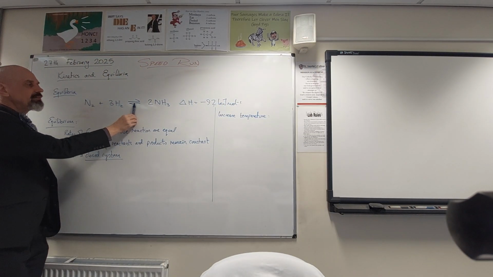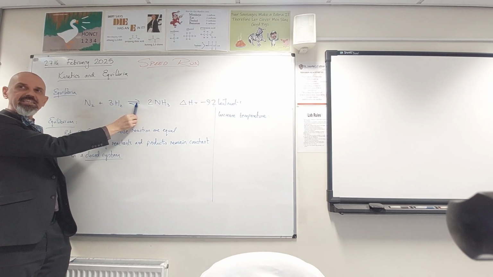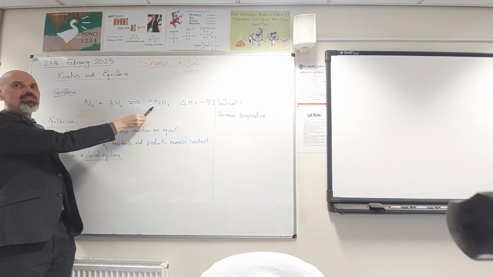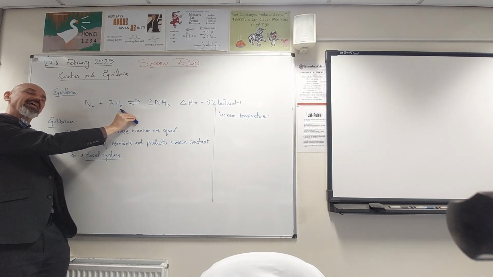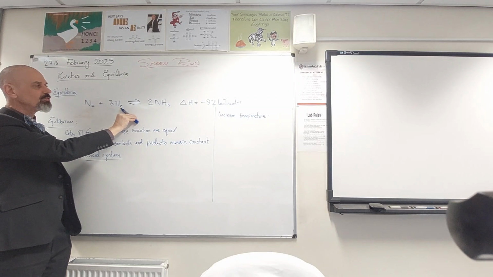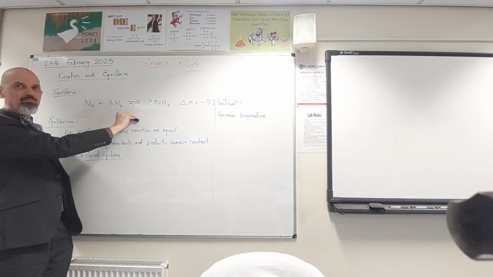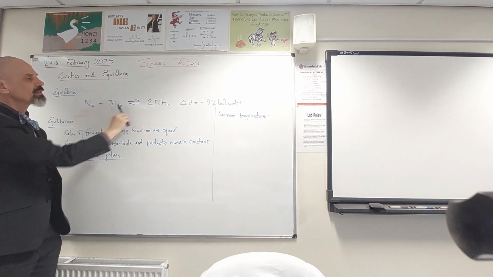So we can imagine that my reaction could be sort of 50-50, or the position could be towards the products, in which case we're making more products, or it could be back towards the reactants, in which case we're not making very much product at all. So we have this idea of the equilibrium position shifting forwards or shifting backwards.